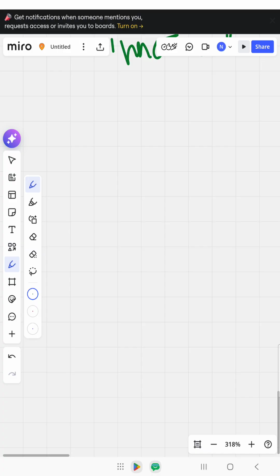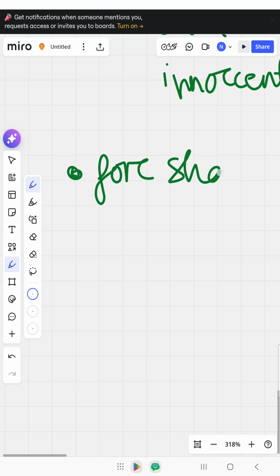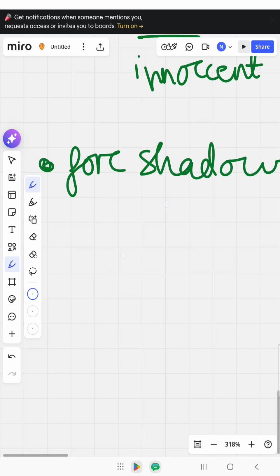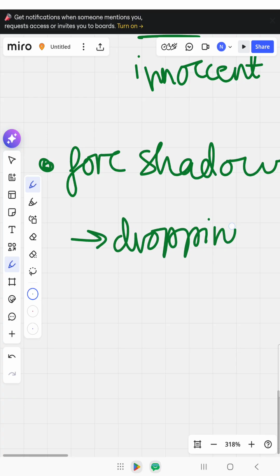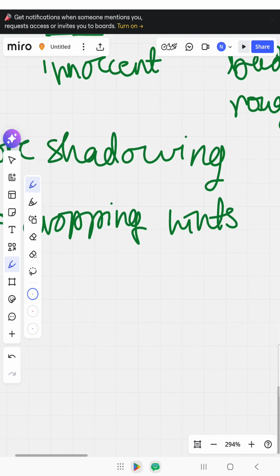So then our final one is foreshadowing. So this is quite easy, but it's very strong when you implement it. It's just dropping hints or clues on what's about to happen. So you can just drop hints and clues.